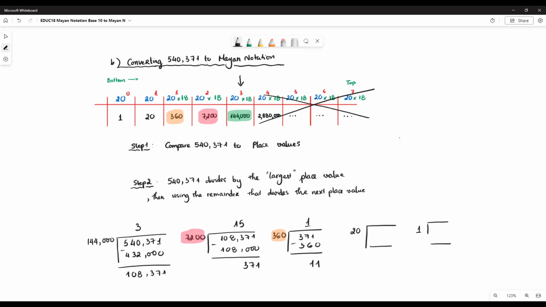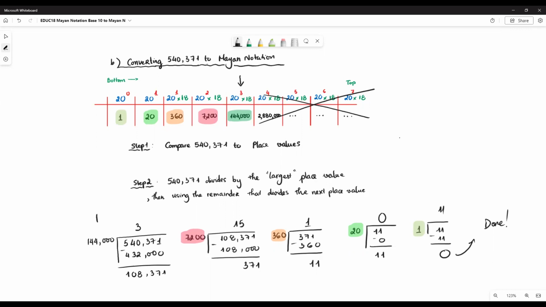The remainder is 11. Continue, we use the 11 and divide by the next place value. In this case, we cannot divide, so we have 0, and the remainder is still 11. And the last, we divide the 11 by the last place value we have, over here. So we have 11, and then the remainder is 0. Because we don't have any place value left to use, we are done with the process.